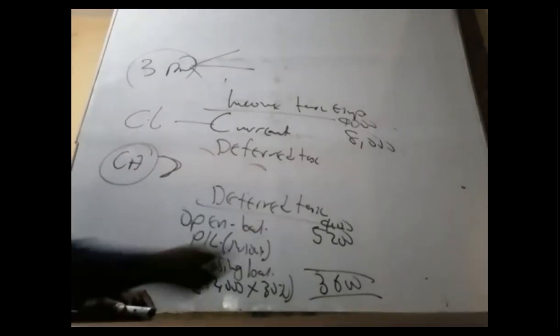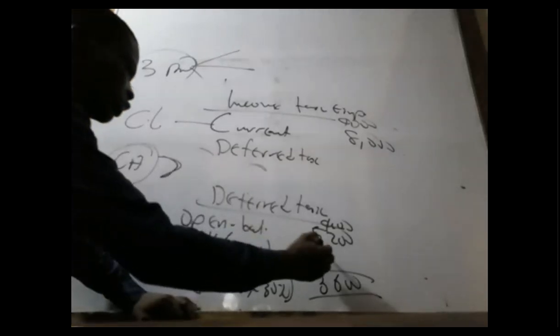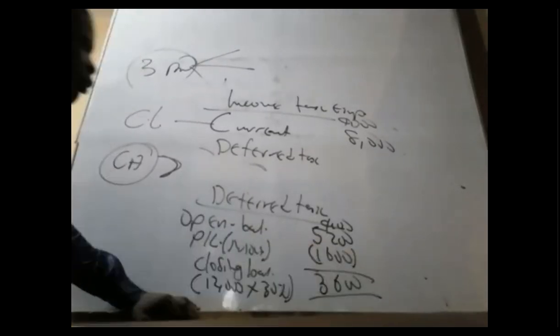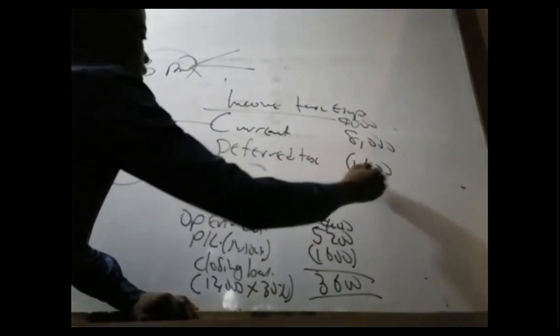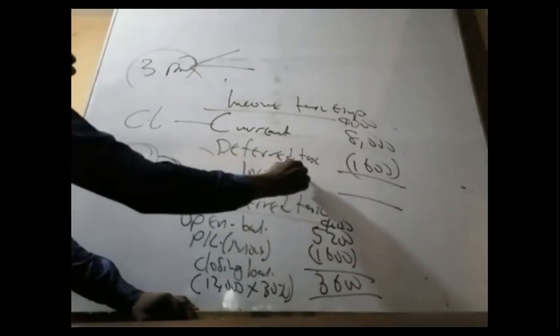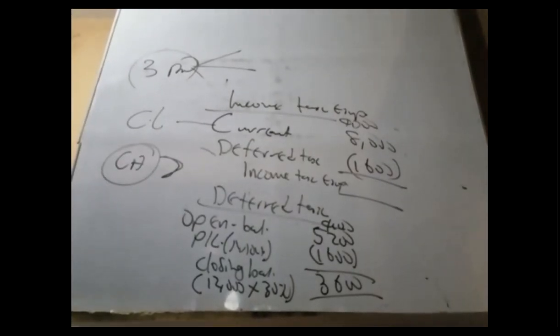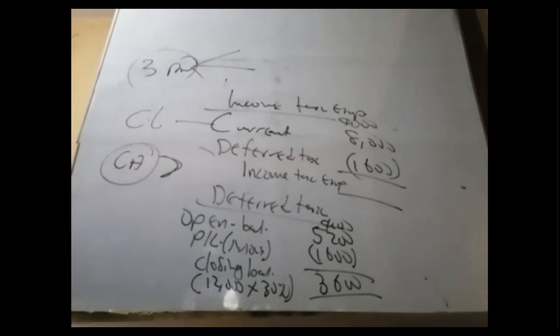So just find the difference between these two. So that would probably give us 1,006, right? Okay. So that gives us 1,006, right? So 1,006. Then I have to subtract. So I'll put in brackets. When I come here, I'll subtract 1,006 from this figure. At the end of the day, whatever I get, that becomes the income tax expense. That's all.